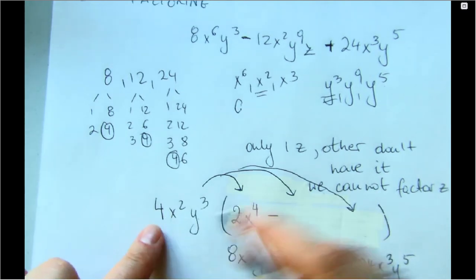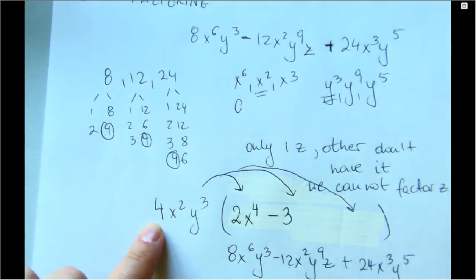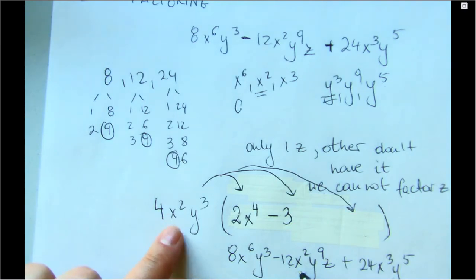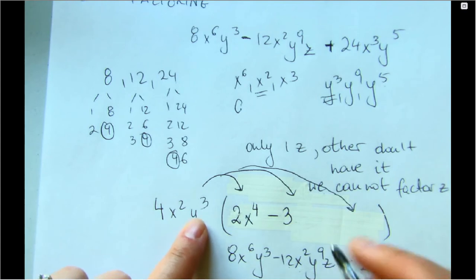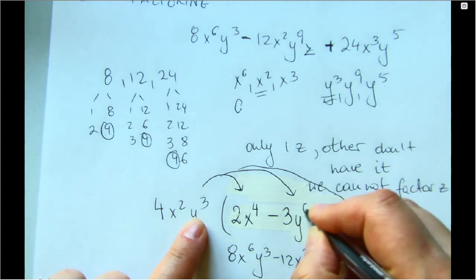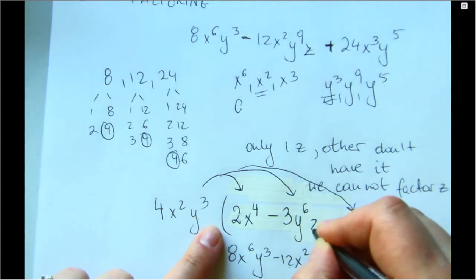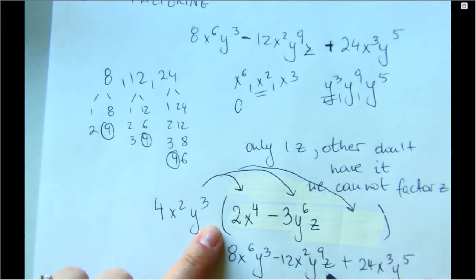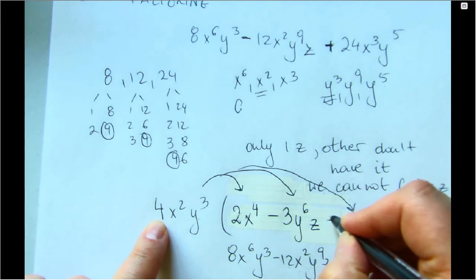12 divided by 4 is 3. X to the second power, we took out x to the second power, so there's going to be no x's inside. Y, we took 3 powers, so I have 6 more. And there was also z that I need to keep. And then 24. 24 divided by 4 is 6.